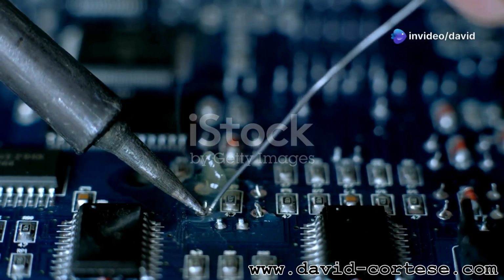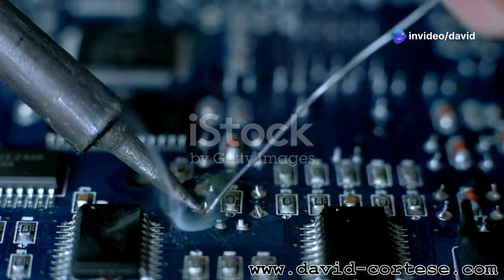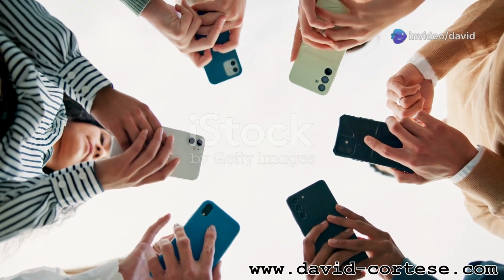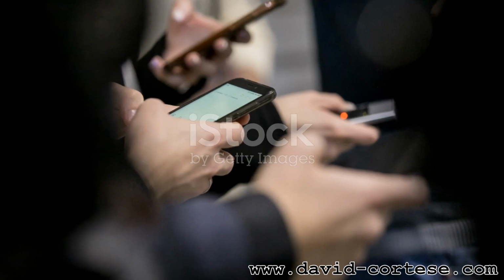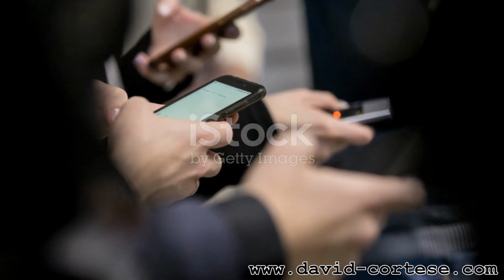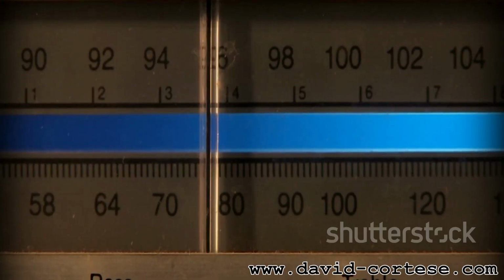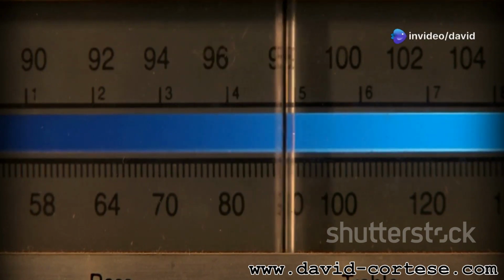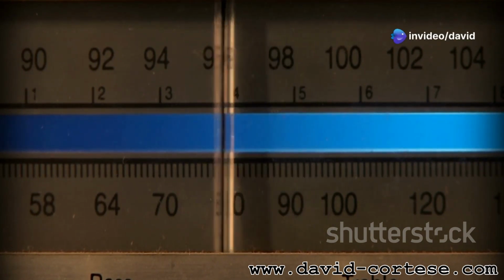Section 8. Real-world wonders, RLC circuits in action. RLC circuits are more than just theoretical concepts. They play a vital role in countless electronic devices we use every day. From tuning our radios to filtering signals in our smartphones, these circuits are the unsung heroes of the electronics world.